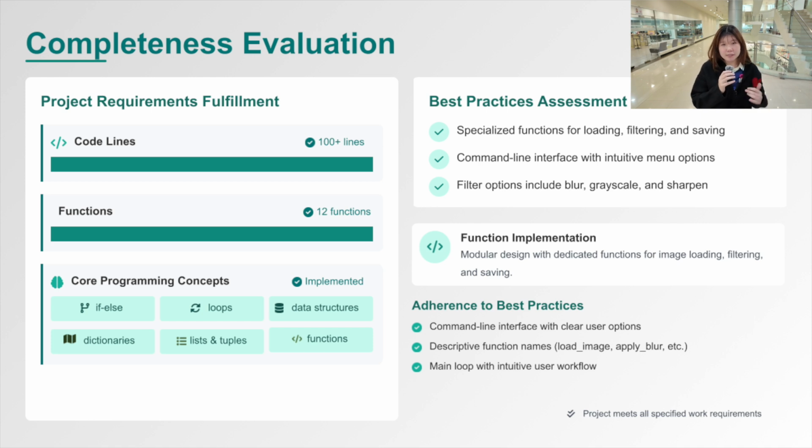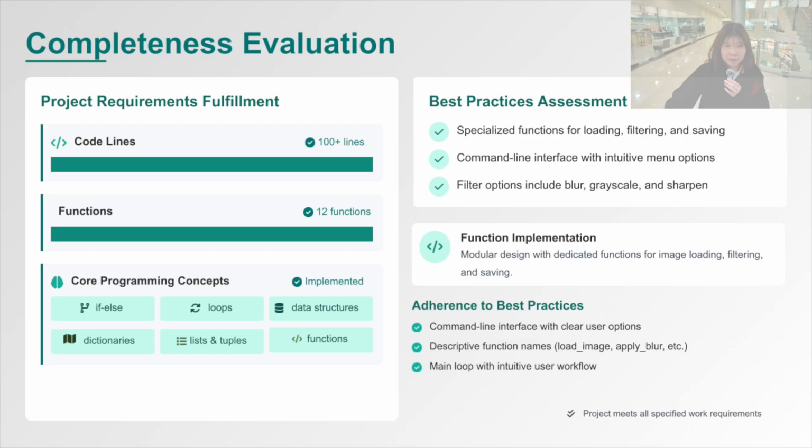In terms of function implementation, we also look at modular design with dedicated functions from image loading, filtering, and saving. We have command line interface with clear user options, and also we've adhered to best practices in terms of following clear descriptive function names like load image, applied blur, and etc. Our main loop also has an intuitive user workflow that people can easily follow through with.